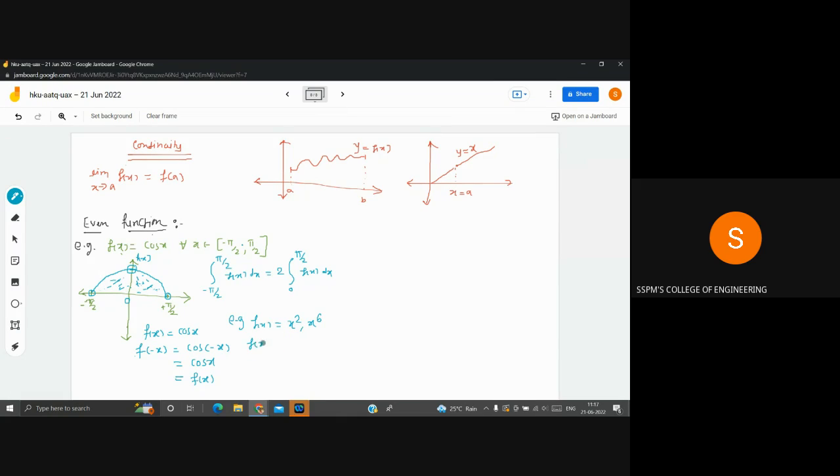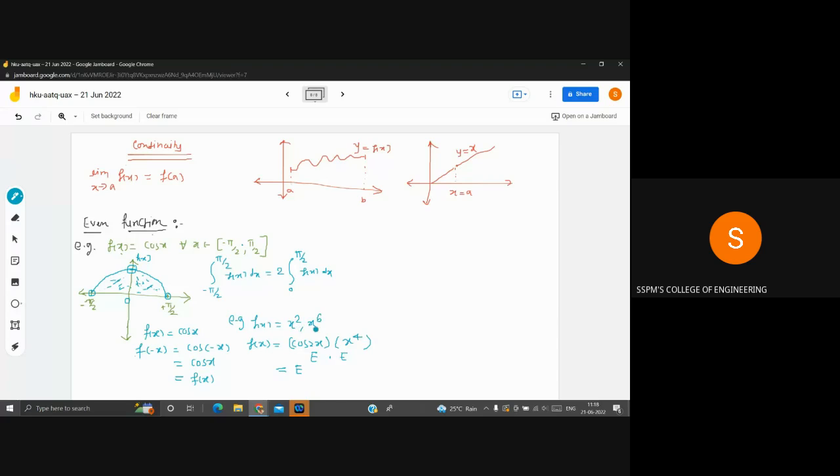Now take the product of functions, that is cos of 2x into x raised to 4. This is the product of two functions. Can you check whether it is even or odd? Here cos of 2x, replacing x by minus x, you get the same function. This is an even function. x raised to 4 is also an even function. So the product of even and even, what will it be? Even. This is a simple idea.